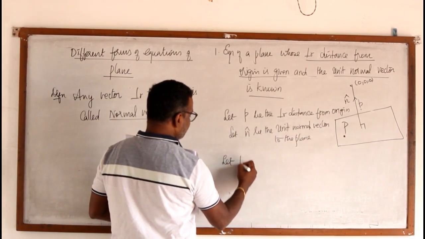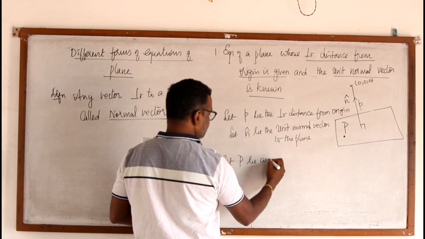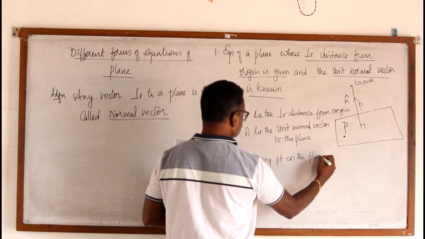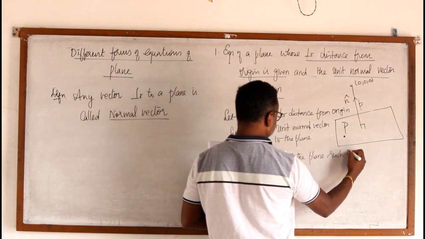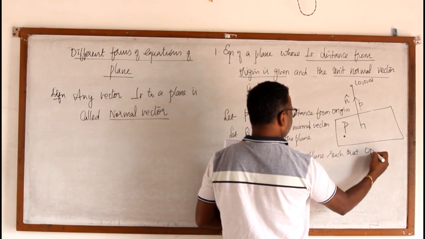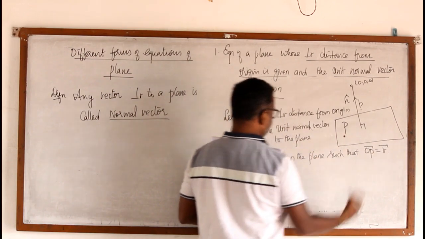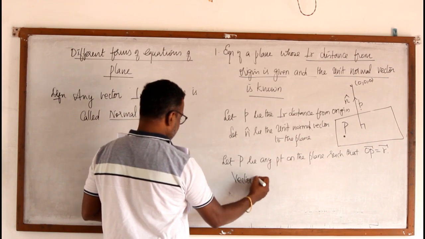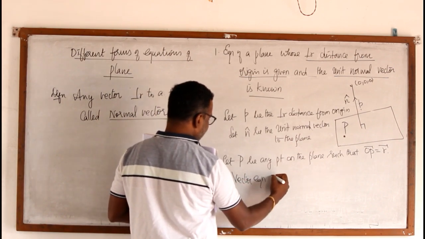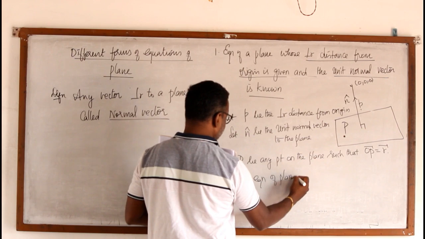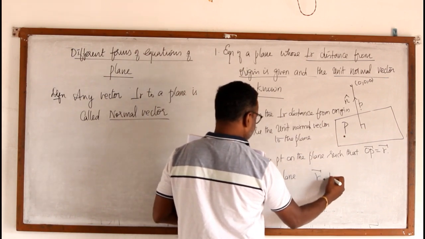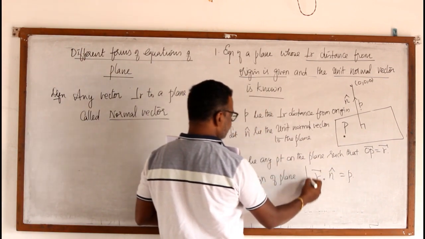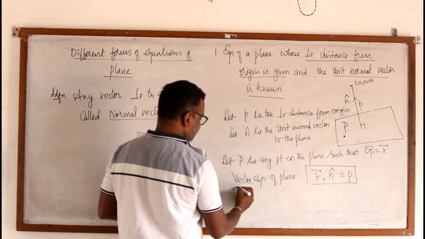Let P be any point on the plane such that OP vector equals r vector. Then the vector equation, I am not going to prove anything, the vector equation of the plane straightaway is r dot n cap equal to p. P means the perpendicular distance. This is the vector equation of the plane.